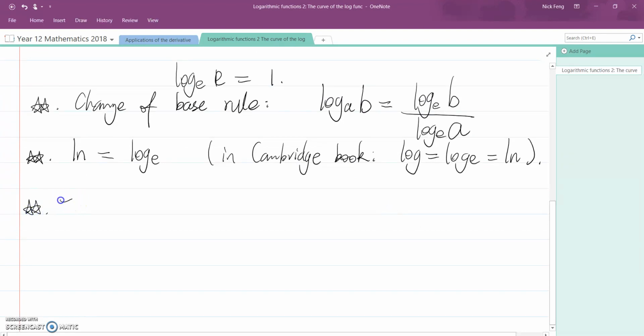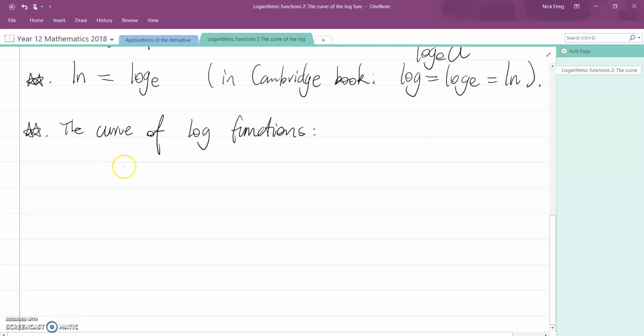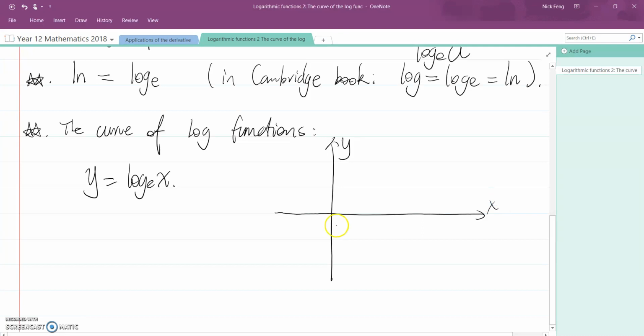First of all, the curve of the log function. Imagine we have the function y equals log of x. There is a general form of this curve. First of all, we need to know any number you put into log has to be strictly greater than 0. Why is that?